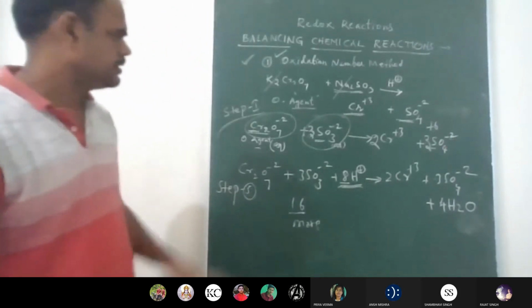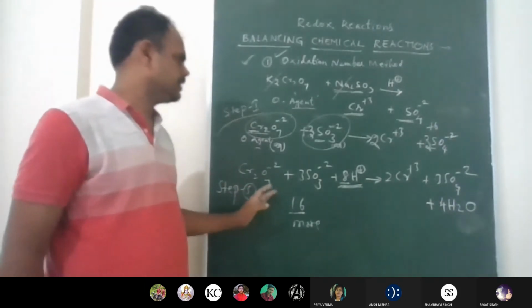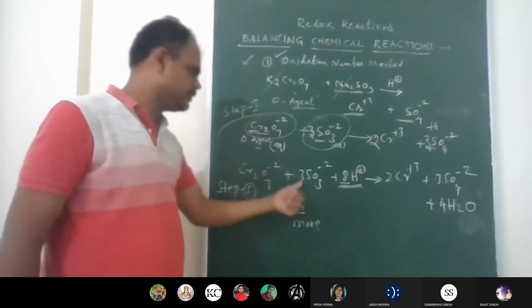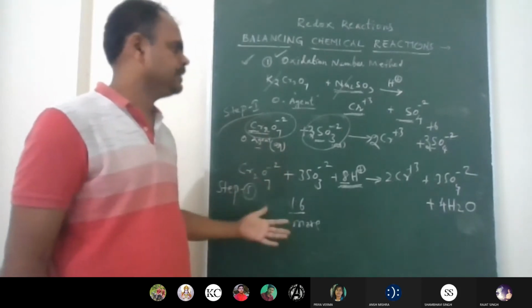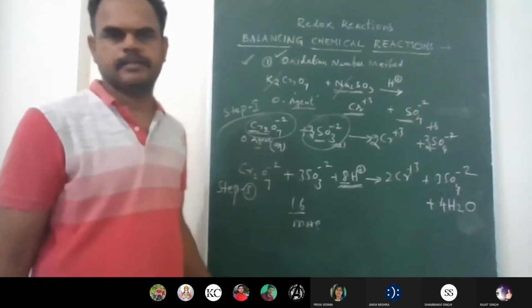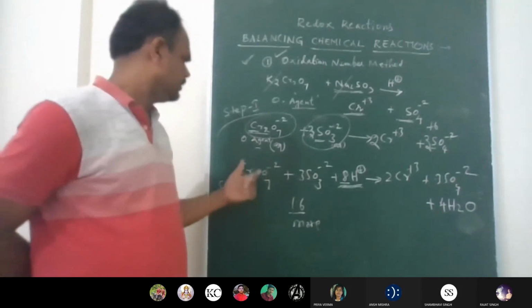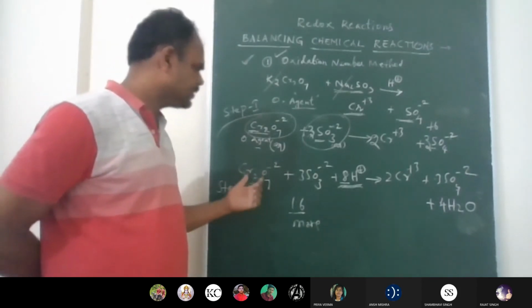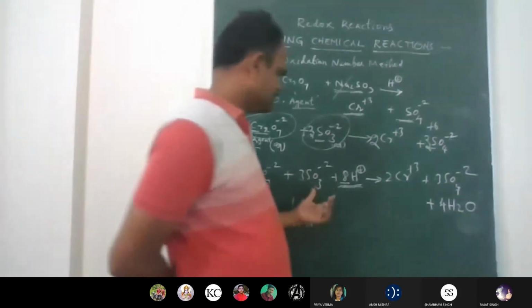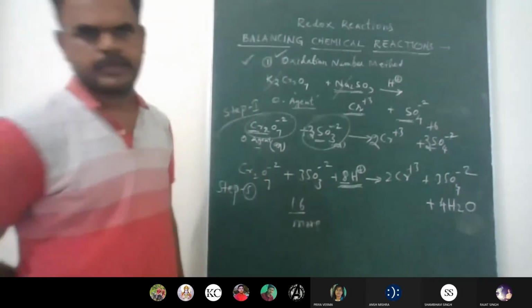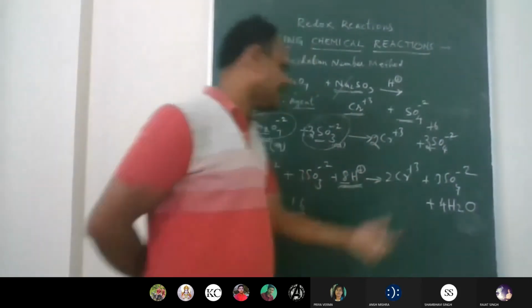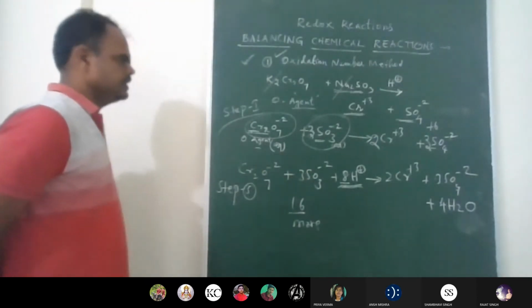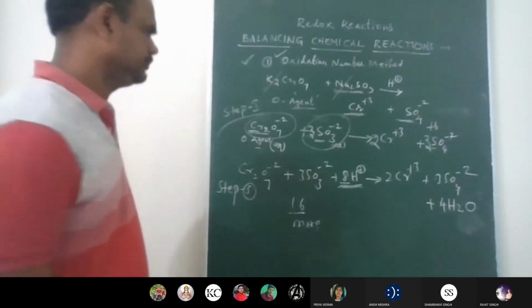Okay, so this is the equation which is completely balanced with hydrogen atoms and oxygen atoms. So this reaction is happening in acidic medium, and in this the oxidizing agent is dichromate ion, reducing agent is sulfite ion. Sulfite ion changing into sulfate, and dichromate is changing into chromic ion, so we say. So this is the reaction.